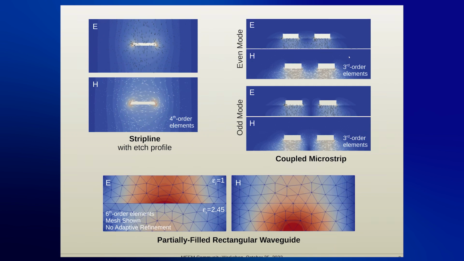Coupled microstrip lines, another very common packaging structure, just to mix it up, calculated with third order elements. The bottom example is a partially filled rectangular waveguide. And that one was not using adaptive mesh refinement because it was sixth order elements and the smoothness of the fields means that's really not necessary.